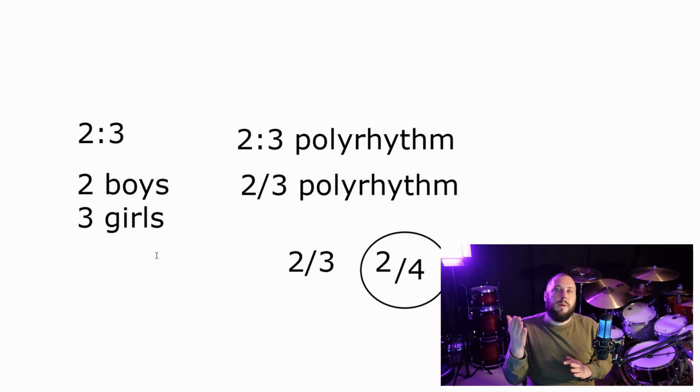Think of any two numbers under 10 that are non-divisible. 4 and 5. Can't reduce that anymore, right? 4 and 8, that one doesn't count because you can reduce that even more. 2 and 4, and then 1 and 2. Okay, so it can only be two numbers that are non-divisible. 8 and 9. Okay, 8/9. That's a polyrhythm.